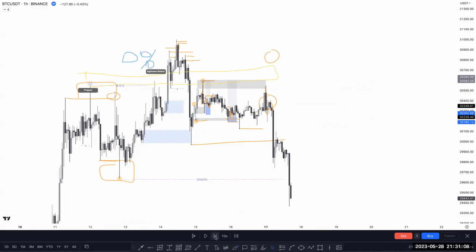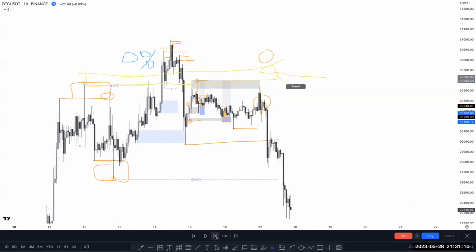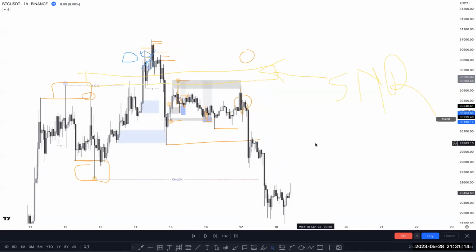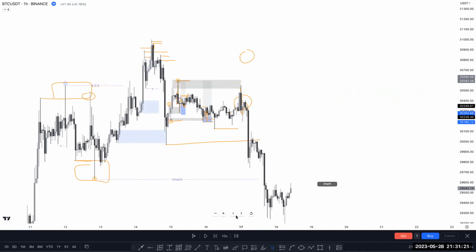Okay. So let's see what is happening here. Price continues pushing downside. All right. What is the current POI when you are looking for sell? At the current price action, where is our inducement when you are looking for sell? Everyone.